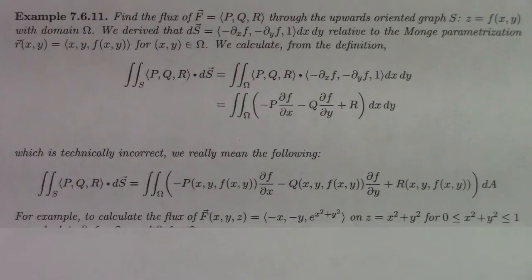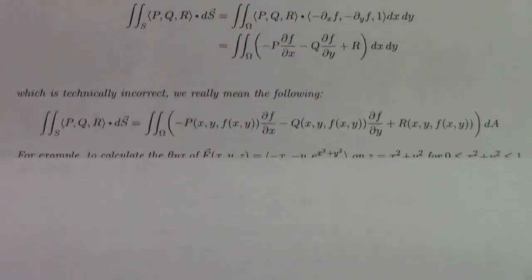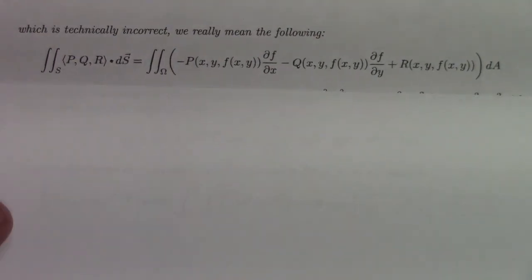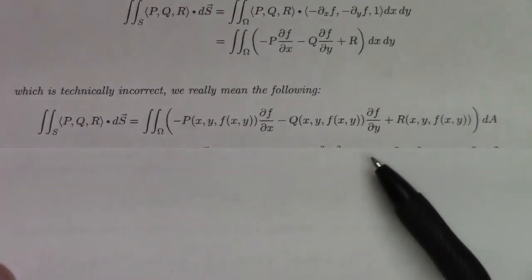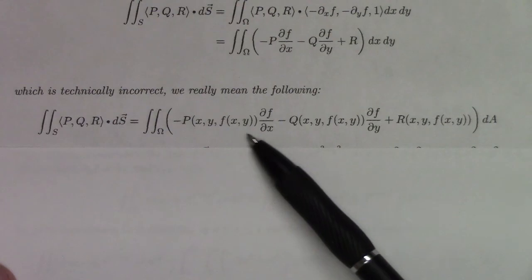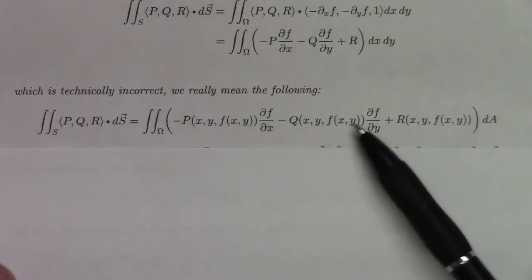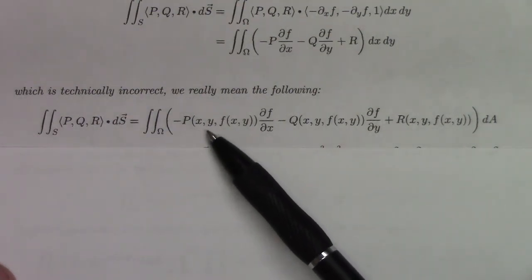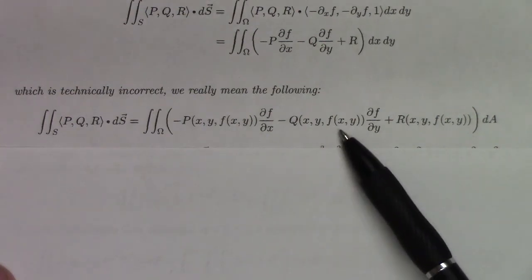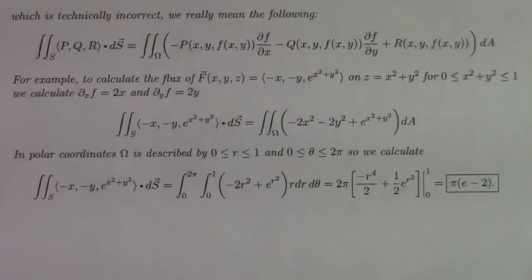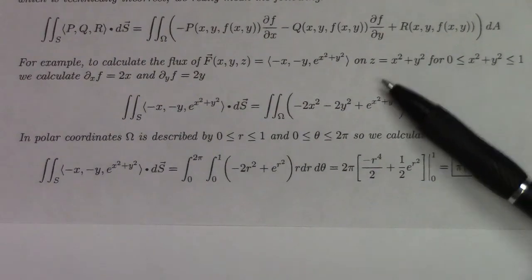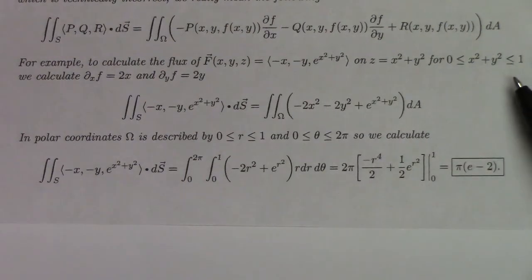Ooh, man. Anyway, of course, here's the honest truth: what we mean by the formula above is a shorthand for this, which is what you actually calculate. Because you have to take the P and the Q and the R functions and evaluate them at the graph, right? x, y, z equal to x, y, f of x, y. And then integrate over area like that. And then here I actually calculate the flux for a given vector field over, I think, a paraboloid, actually.